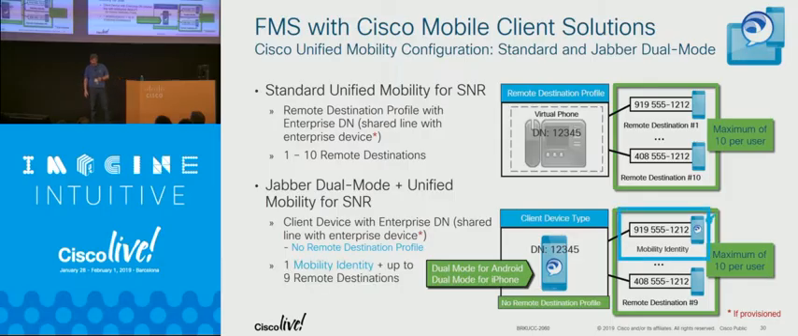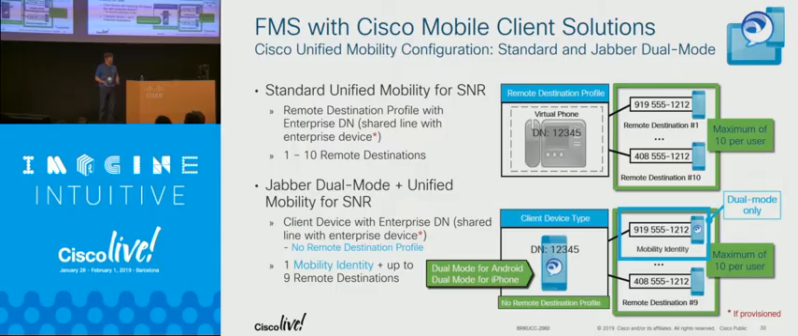Now, one of the things you'll notice here is that normally in a standard unified mobility scenario, we have what's called remote destinations, 1 through 10. But the very first number that we configure under a Jabber client or a dual mode client is going to be what we call a mobility identity. Now, what's a mobility identity?